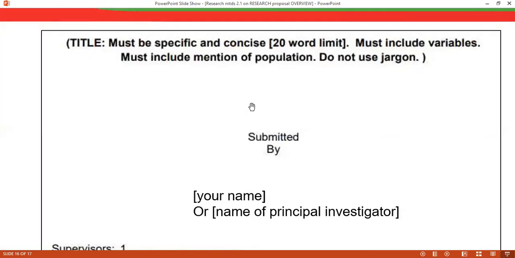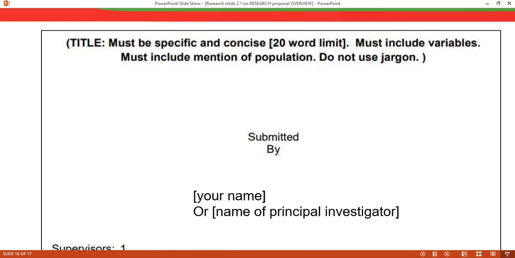The title is where you present your title. The way I stated the previous title, this is where you indicate it. It is situated above, at the topmost end of your page. It must be specific and concise, meaning it should not exceed 20 words. It must include variables. We have seen the variables, prevalence and associated factors. Those are the variables we have.